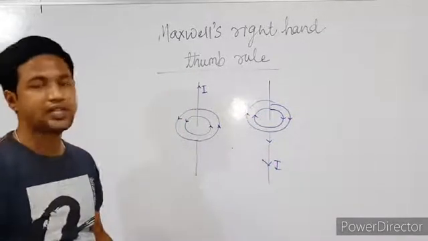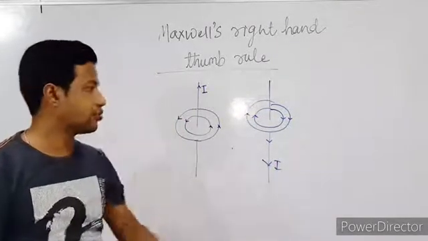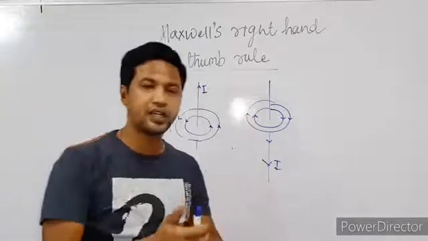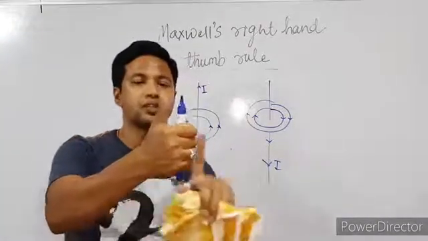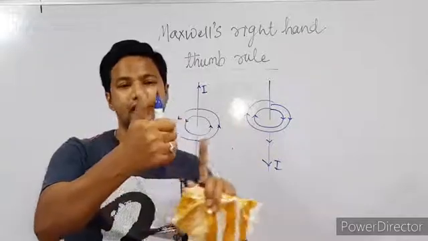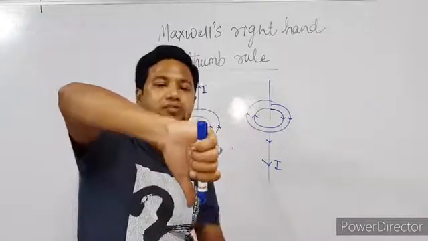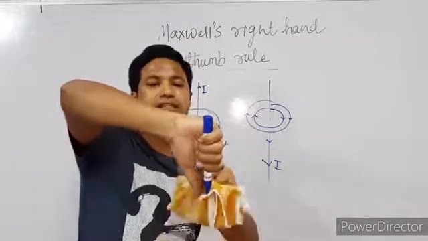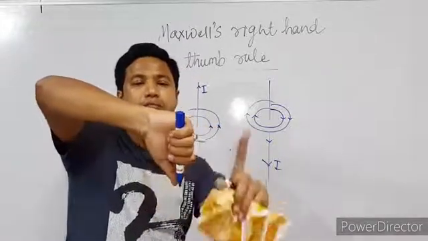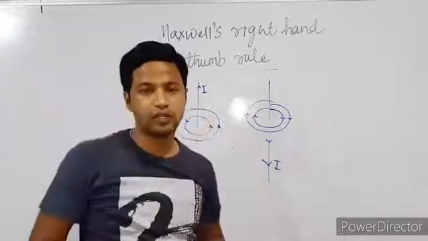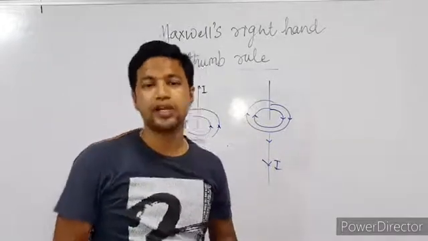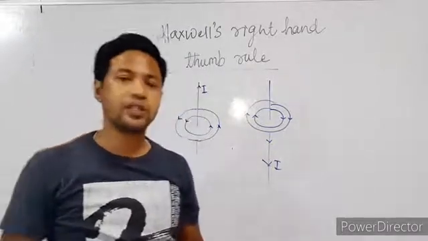So this is called Maxwell's right hand thumb rule. If the current is going upward, the fingers wrapping the conductor show the direction of the magnetic field. If you do it like this, the thumb is the direction of current downwards, and the fingers show the direction of the magnetic field. With this, I am concluding this video, and we'll continue in the next video. Thank you.